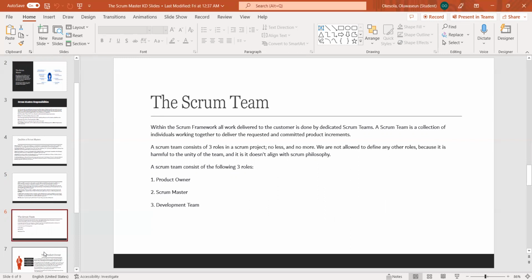Within the Scrum framework, all work delivered to the customer is done by a dedicated Scrum team.